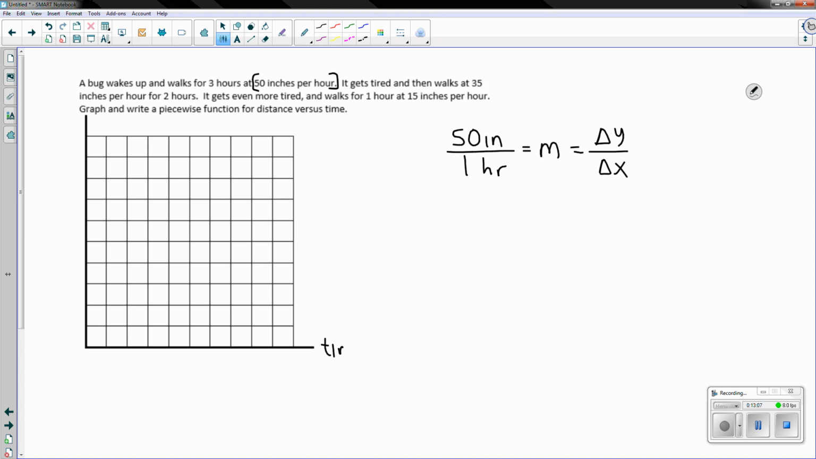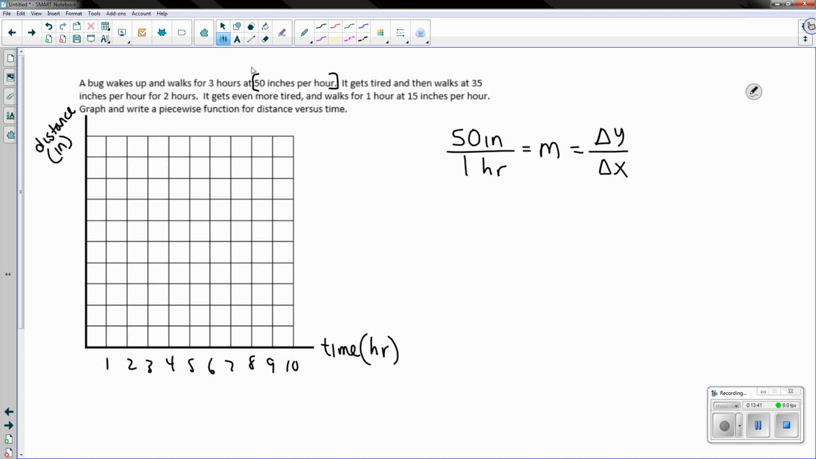So let's label our axes. We'll say this is time, specifically in hours, and then our y-axis is going to be distance in inches. Now, for the time axis, it looks like we're walking 3, then 2, then 1. So we're traveling for a total of 6 hours. So we can just count this off by ones. And then if we're going to label our distance, we're moving 50 inches per hour.